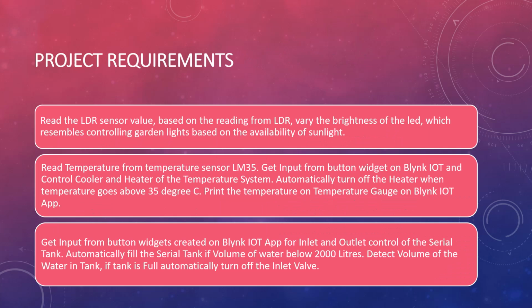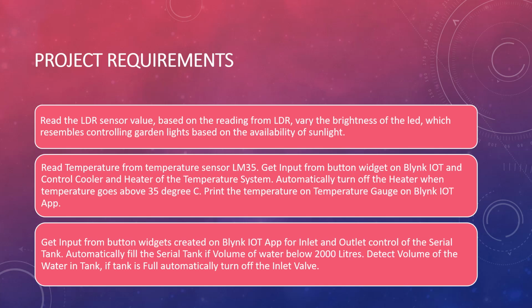So, let's talk about the project requirements. Read the LDR sensor value based on the reading from the LDR. Vary the brightness of the LED, which resembles controlling garden lights based on the availability of sunlight. Simulate garden lights that automatically adjust their brightness based on the availability of sunlight.